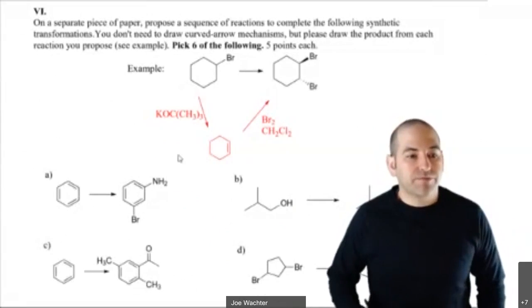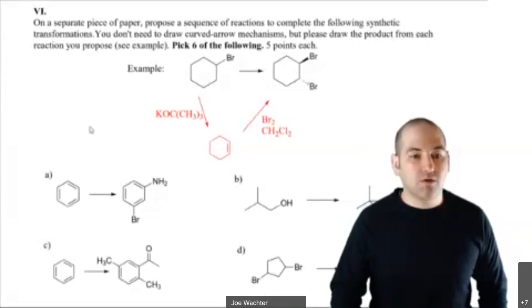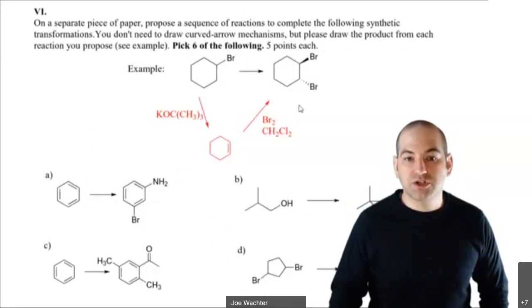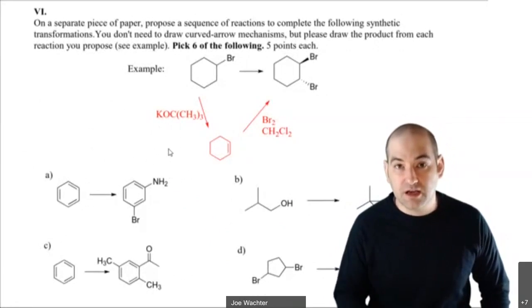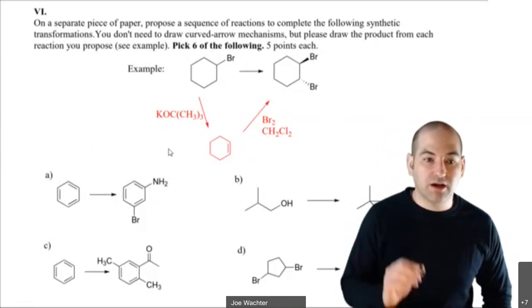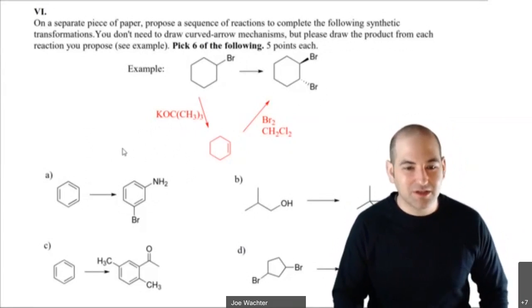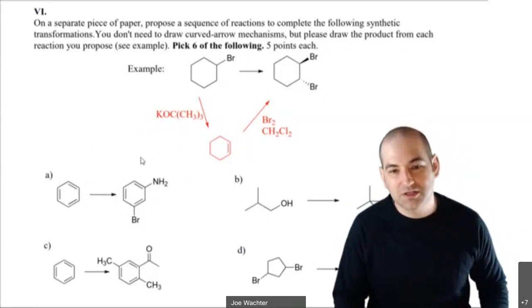So for each of these, I want you to not only draw the numbered plan of what you're going to do, but actually show what each step does in the transformation. Part of that is I can see your thinking and where you might have gone wrong, and I can give you partial credit. And part of that is because I don't want you to just guess random reagents without knowing what they do. So I want to see that you know what each of the reagents do.